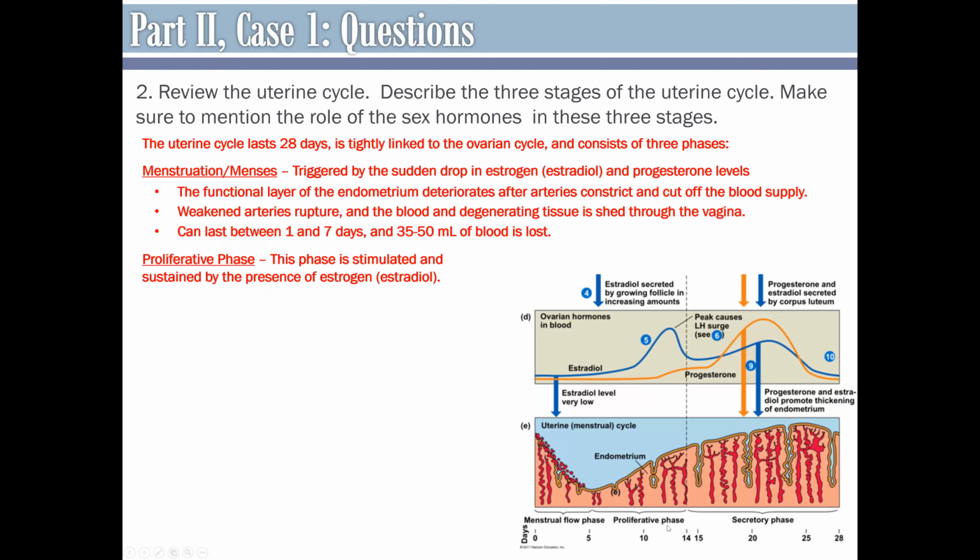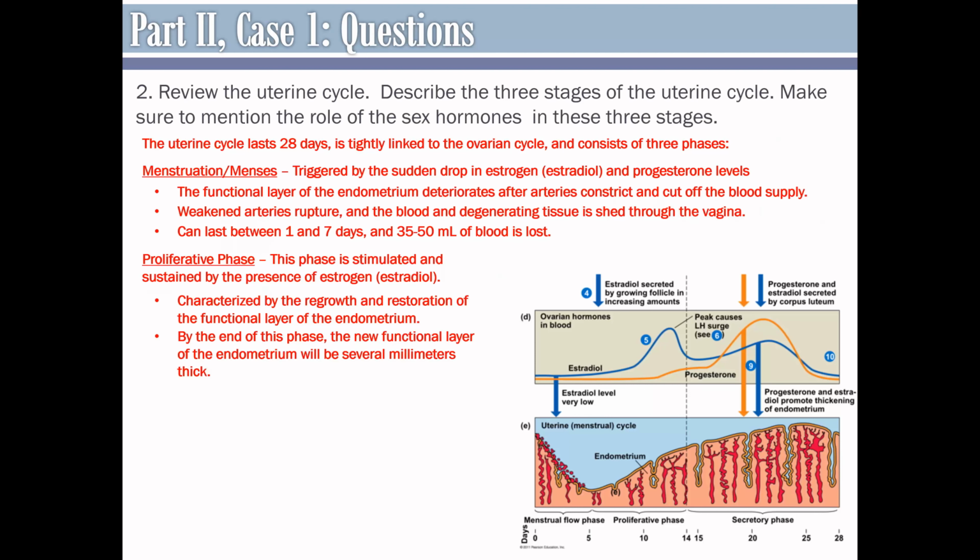The next stage is the proliferative phase, and this phase is stimulated and sustained by the presence of estrogen. So as estrogen levels go up because of changes that are taking place in the ovarian cycle, that is going to trigger the endometrium to grow and to replenish itself. So the proliferative phase is characterized by the regrowth and restoration of the functional layer of the endometrium. By the end of this phase, the new functional layer of the endometrium will be several millimeters thick.